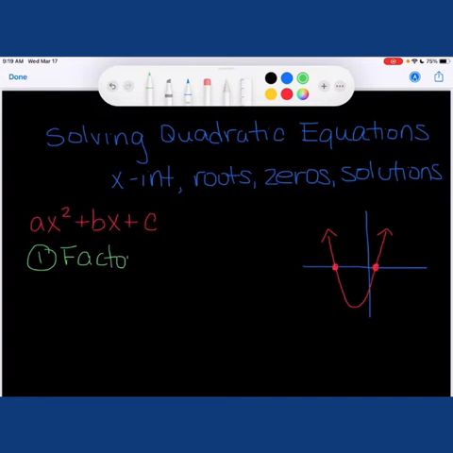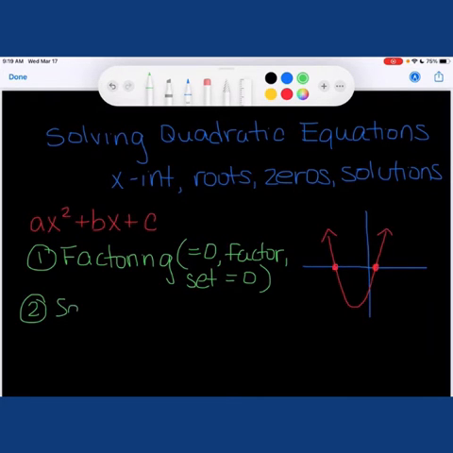Remember, with factoring, you get the quadratic equal to 0. Okay, get it equal to 0. You factor it, and then you set your factors equal to 0 to get those x-intercepts. Another way is the square root method.